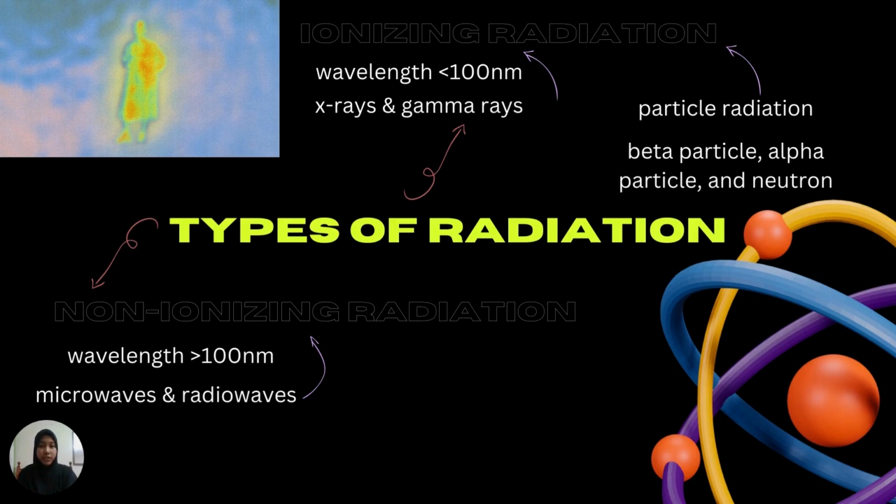Next, the types of radiation. We have two types of radiation, which are ionizing radiation and non-ionizing radiation. For ionizing radiation, the wavelength is shorter than 100 nanometers, and for example, we can see that it is X-rays and gamma rays. Also, in ionizing radiation, there is particle radiation. The particle radiation is the beta particle, alpha particle, and neutron particle. For non-ionizing radiation, the wavelength is longer than 100 nanometers, and for example, it is microwaves and radio waves.